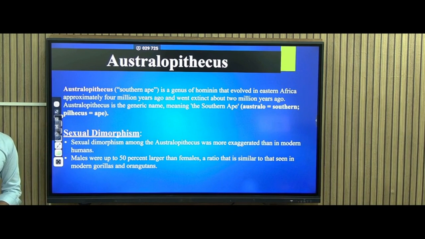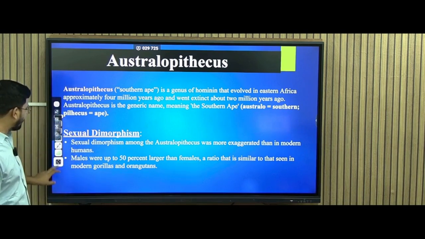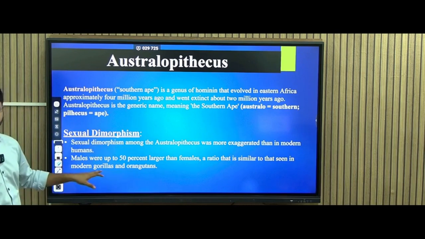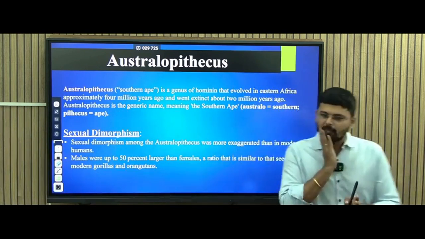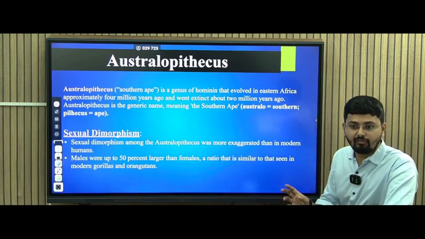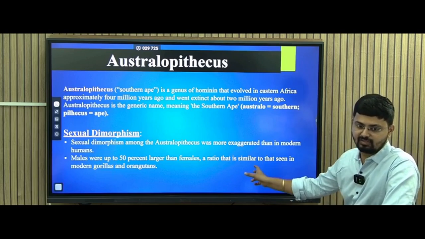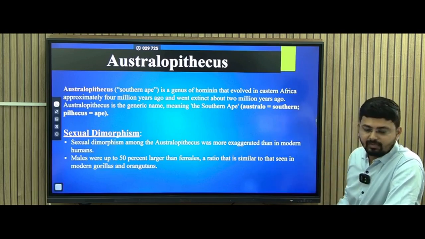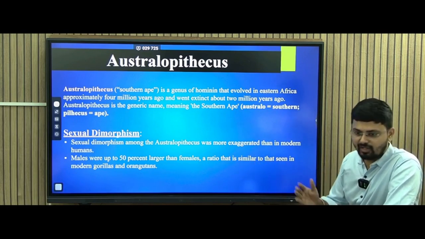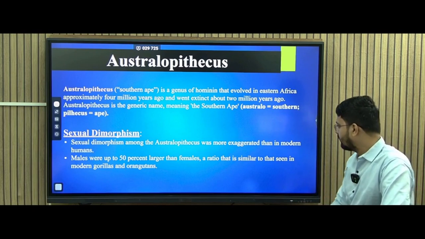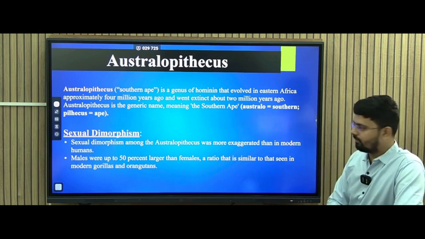See, gracile, robustus, why did you call this? Because of its bodily features, which we will be looking at. Now you can see here, first thing, there is sexual dimorphism in Australopithecus. First thing you need to understand is that male and female are very different with respect to this fossil. You can see females are 50% of males, so they are half of males. That is one thing you should remember.